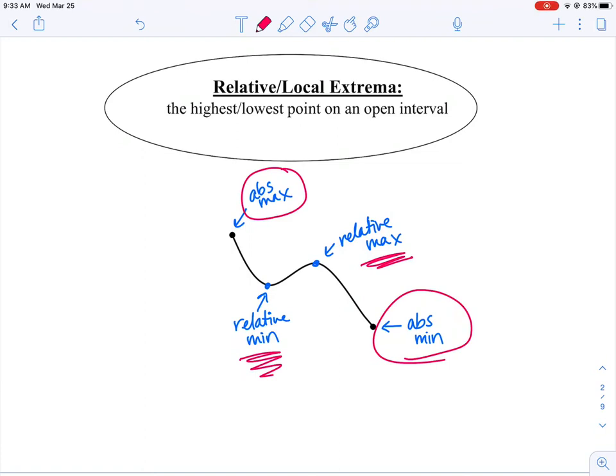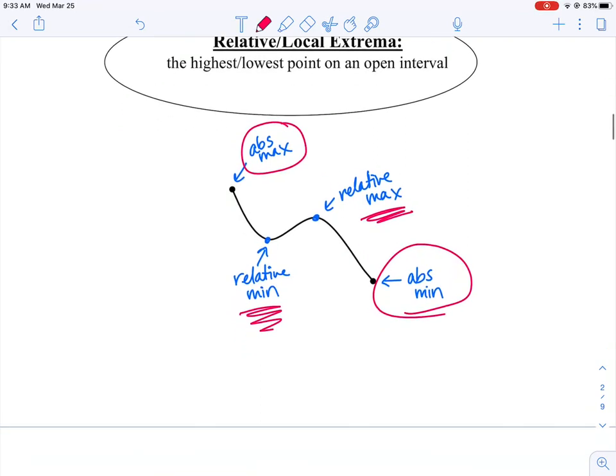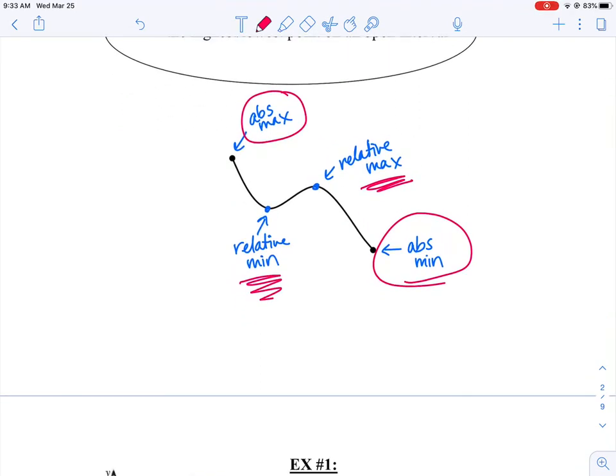Now, relative minimums can also be absolute minimums. We'll see that here in a second. But relative is just kind of a higher or lower point, but absolute is the highest or lowest point.